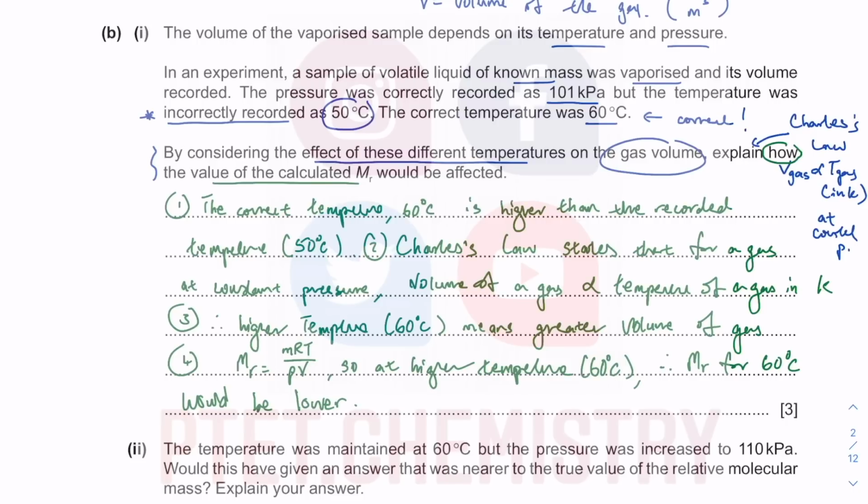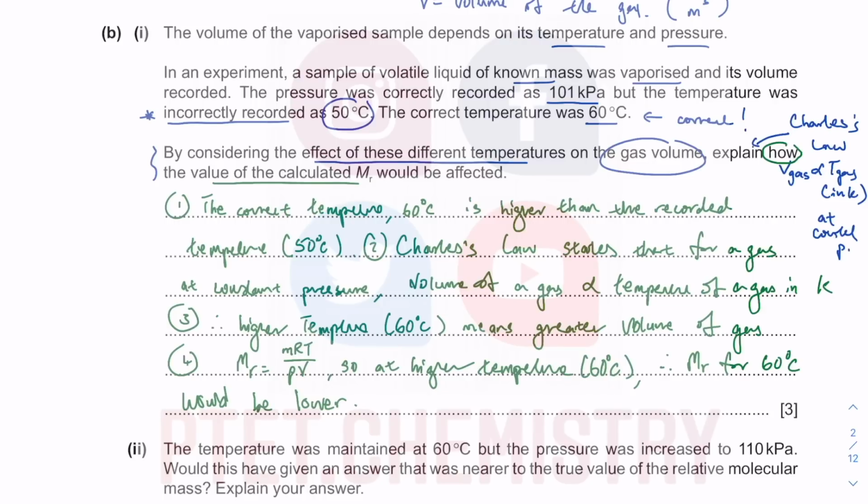Actually, I think I can make it sound a bit better, okay? So this is the actual temperature, but this is what you have incorrectly recorded. So this is your reading at 50 degrees Celsius, at 60 degrees Celsius, but you have incorrectly used 50 degrees Celsius, so that is the incorrect thing. But as a result of the actual temperature being 60 degrees Celsius, your volume is actually bigger than what it should be. If the volume is bigger than what it should be, the MR will be lower.